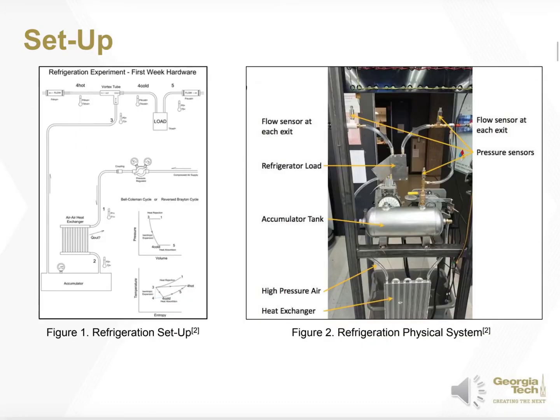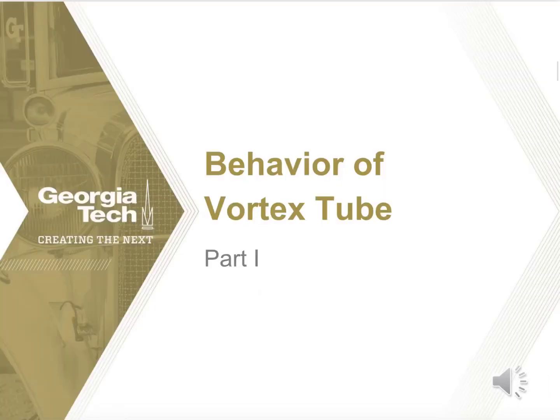This is the setup of our system. Figure 1 is a schematic of the system, and Figure 2 is a picture of the physical setup of the system. There's a flow sensor at each exit on the system. There are 3 pressure sensors, an accumulator tank, a refrigeration load, and a heat exchanger. The vortex tube separates the compressed airflow into 2 different streams, hot and cold.